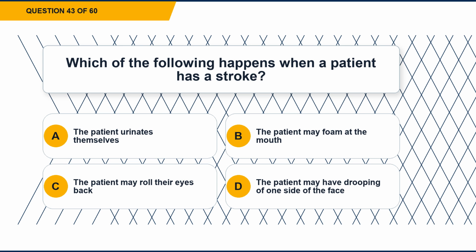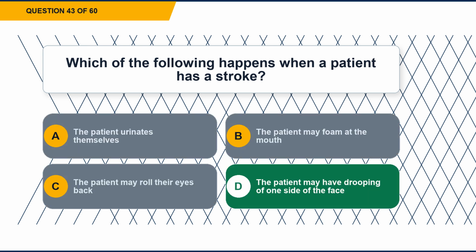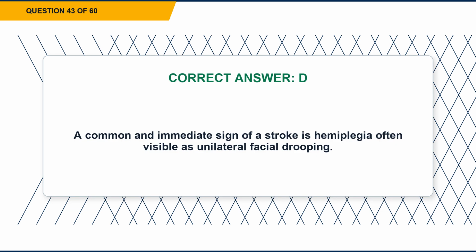Question 43. Which of the following happens when a patient has a stroke? Option A, the patient urinates themselves. Option B, the patient may foam at the mouth. Option C, the patient may roll their eyes back. Option D, the patient may have drooping of one side of the face. The correct answer is option D, the patient may have drooping of one side of the face. Explanation: a common and immediate sign of a stroke is hemiplegia, often visible as unilateral facial drooping.